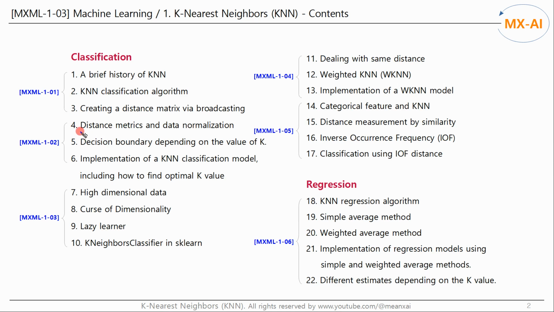In the last video, we looked at the different types of distances and data normalization. We also looked at the optimal k-value and decision boundary. In this video, we'll first look at the curse of dimensionality problem, which can occur when the data is in a high-dimensional space. Next, we'll look at the lazy learner, also known as instance-based learning. Finally, let's implement a KNN classification model using scikit-learn's KNeighborsClassifier.